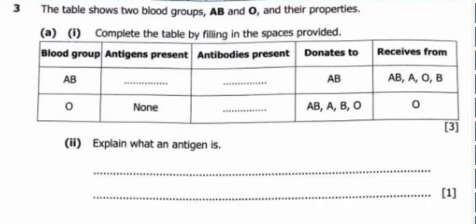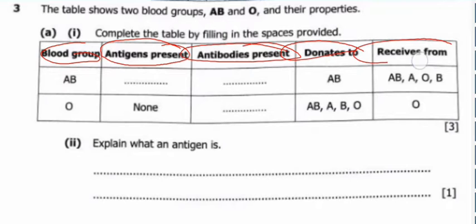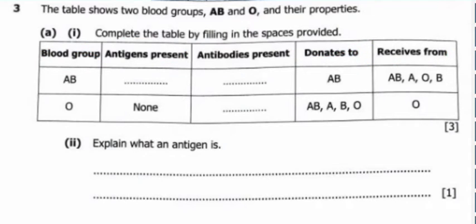Question 3. The table shows the blood groups A, B, AB and O, and their properties. Question A, Roman numeral 1. Complete the table by filling in the spaces provided. So we have the blood groups here, the antigens present, antibodies present, donates to, and receives from. We need to complete the table.